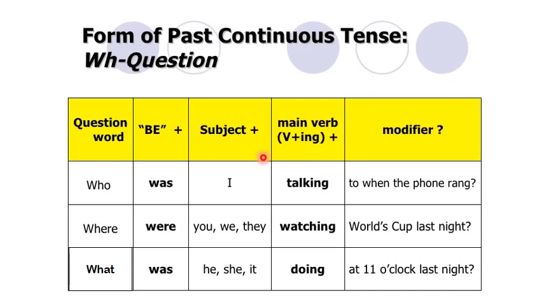WH questions. In the WH questions form, we bring WH question or WH word in the start of the sentence, as who, where, or what. Then we write helping verb plus subject plus main verb ing form of the verb plus modifier.